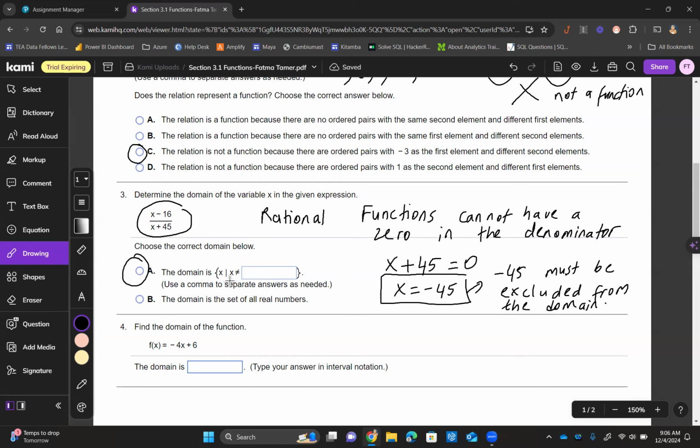We can use any x we like, except x shouldn't be equal to negative 45. So this is the sign here, x cannot be equal to negative 45. This is the only problem number for number 3 for this function.